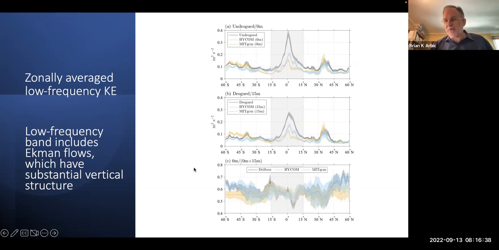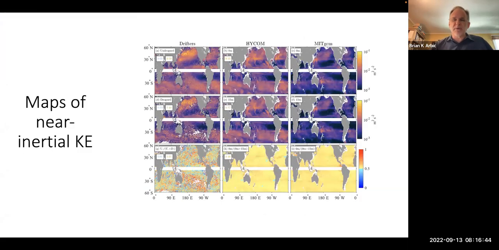So part of what we're seeing here is probably Ekman flows, although we didn't diagnose that any further than just what I just said.